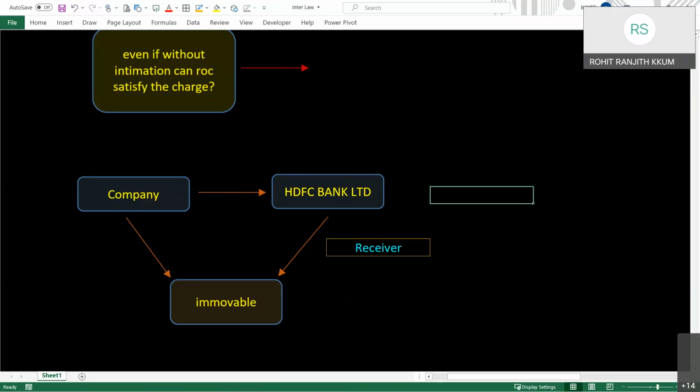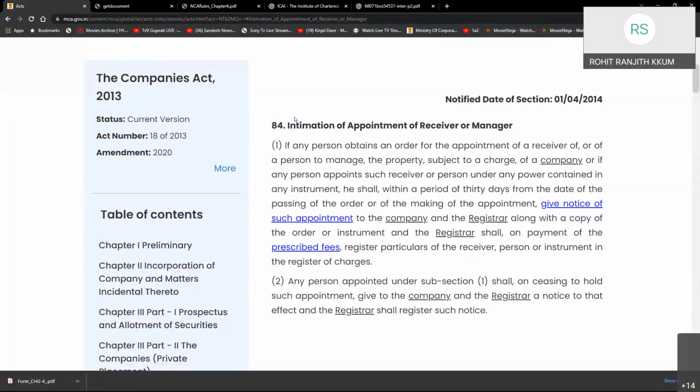Now what Section 84 is trying to say: whenever such a receiver is appointed, such manager is appointed by the charge holder, ROC must have to be intimated. Now the procedure is clear.